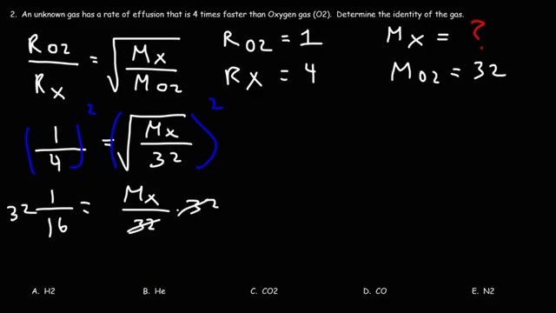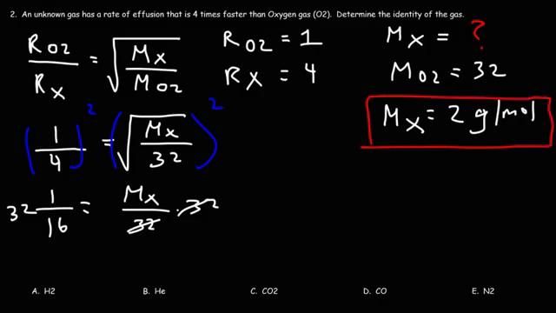32 divided by 16 is 2. So that's going to be the molar mass of the unknown gas. It's 2. So now, which answer choice corresponds to this answer?